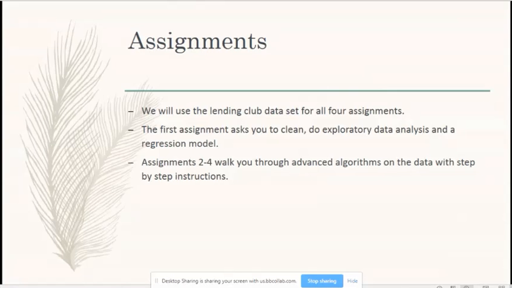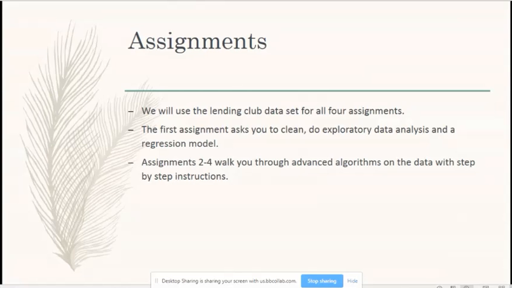Tons of research has been performed on the Lending Club data set, so if you're having difficulty, there's plenty of examples online of how other people perform the analysis. My only word of caution is to not plagiarize. It's one thing to look at how someone else did the analysis, and another just to copy it and take credit for it.